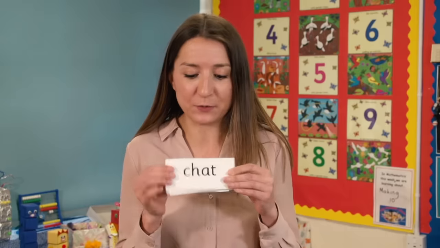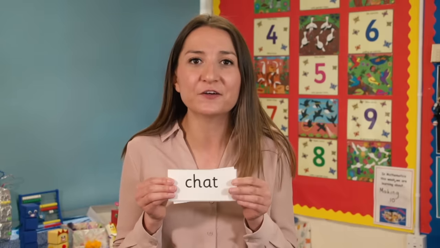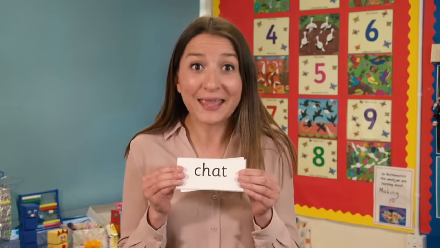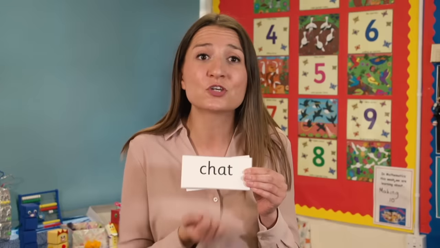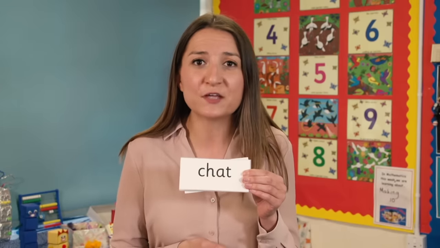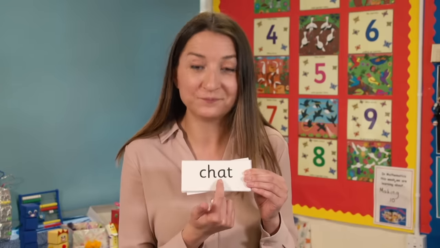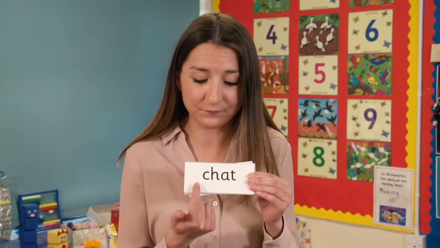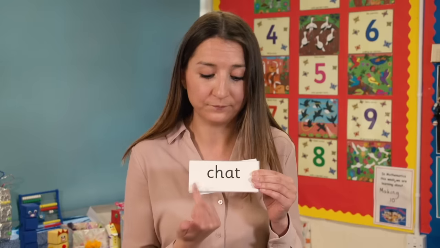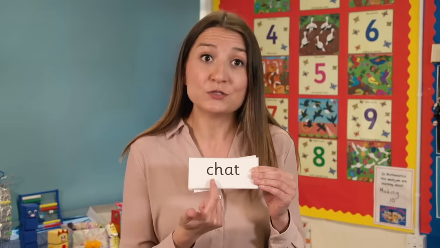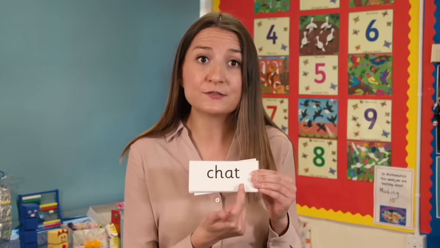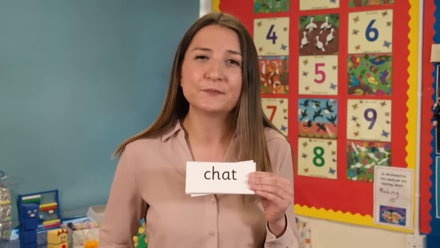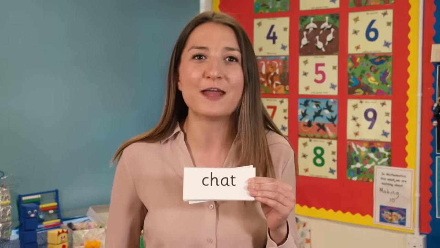Let's have a look at this word. Can you spot the digraph? Yes, the digraph is ch. Read each sound as I point. Now, blend and read the word. Ch, a, t, chat. A chat is when you talk with a friend.